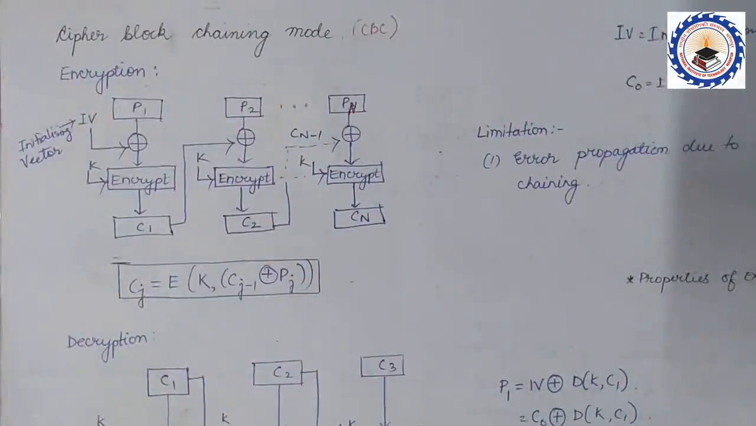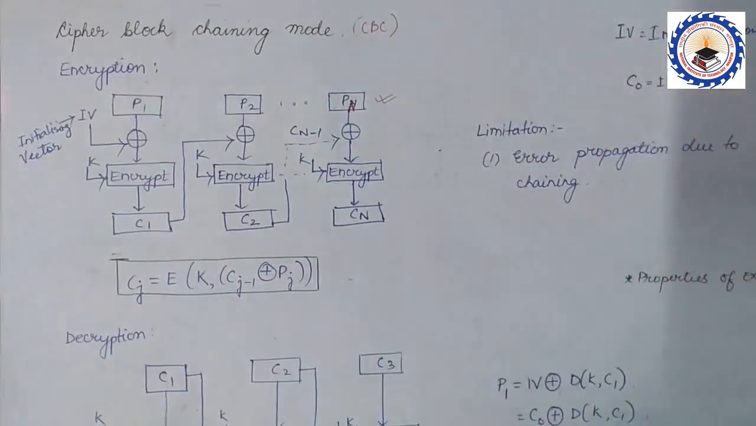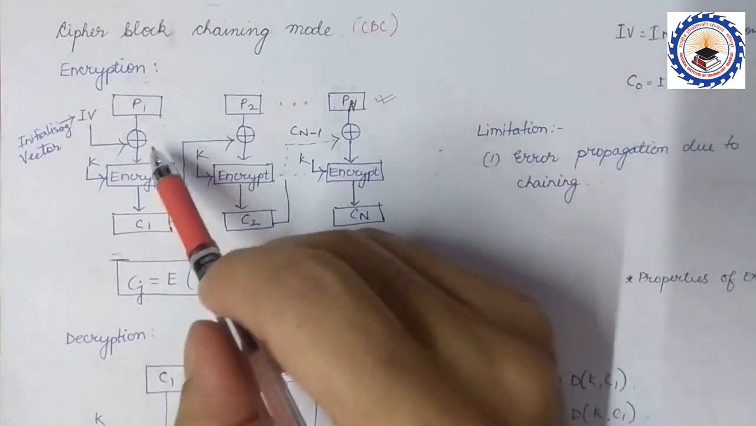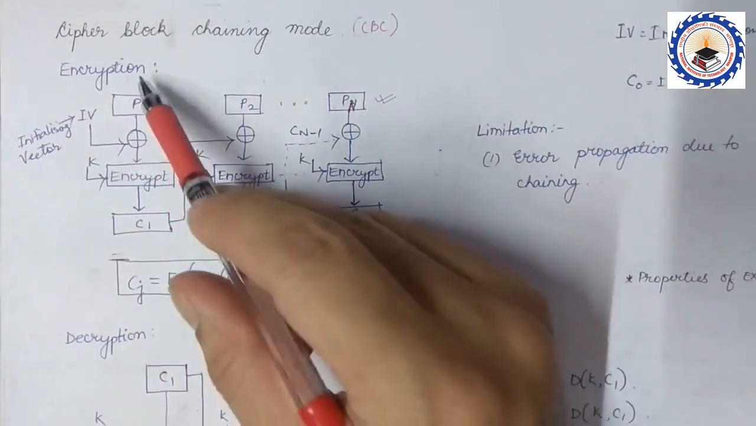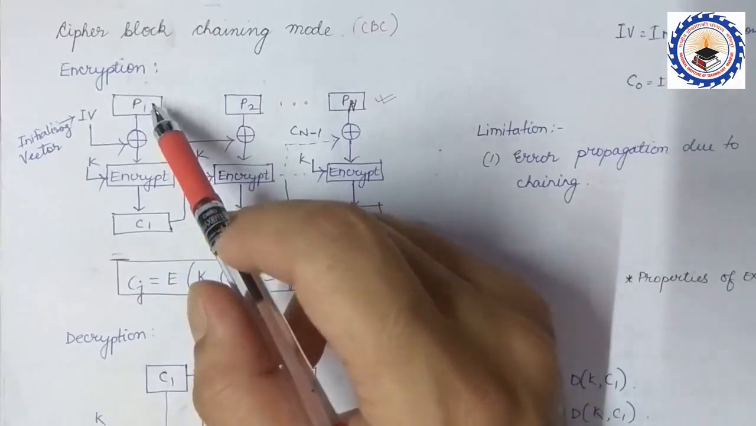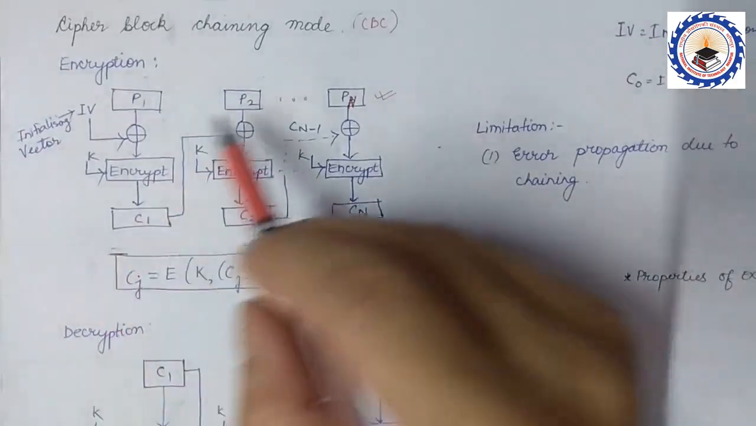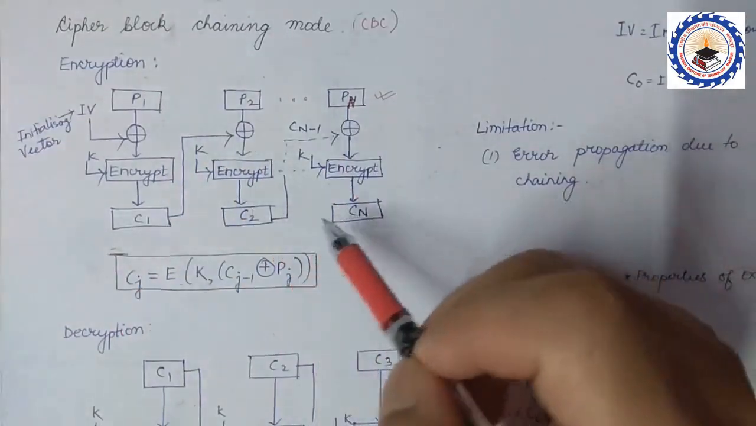We already know that if the last block cannot form a proper block size, then we go for bit padding. We add some dummy bits to make it a full-size block. So we are done with the distribution of the blocks. Next we perform the XOR operations. This is for encryption: from the plain text, we have to generate the ciphertext, similarly for all the plain text blocks.